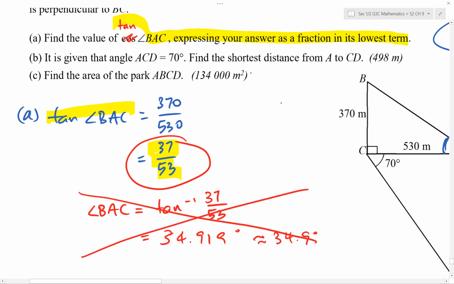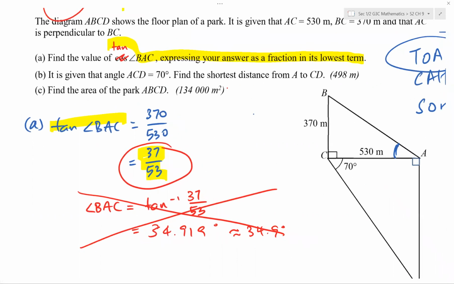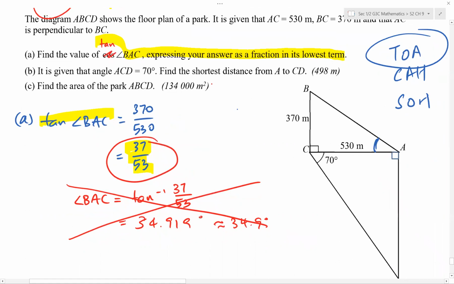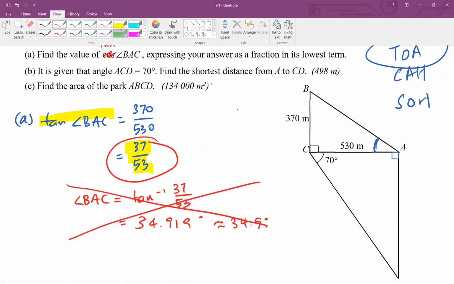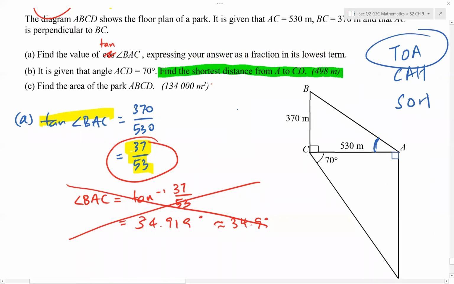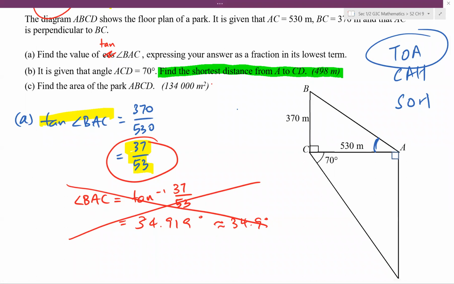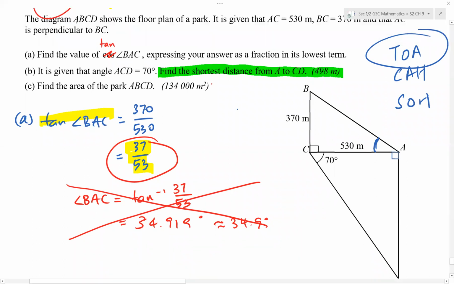So remove that. Now in part B, they tell you that the angle ACD is 70 degrees as shown in the diagram. Again, the next sentence, find the shortest distance from A to CD. You have to know that this refers to a perpendicular distance. Shortest distance is always a perpendicular distance. So put this down in your notes, somewhere that you can look at it and revise. Perpendicular distance from A to CD. Shortest distance is always the perpendicular distance.